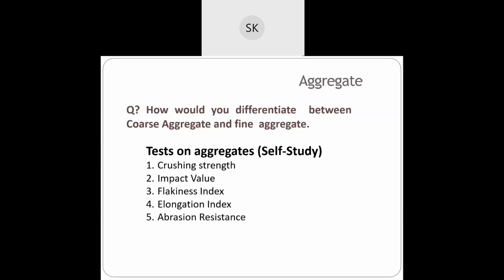Okay, so you studied crushing strength, impact value, flakiness, elongation, and abrasion. All these 5 tests you have done in your transportation 2 lab. Still, if you have any doubt, let me know in the next class. Okay, so I'll move to the next topic.